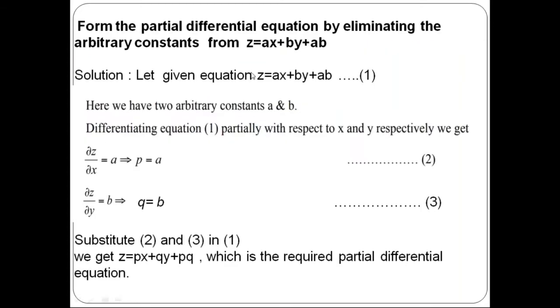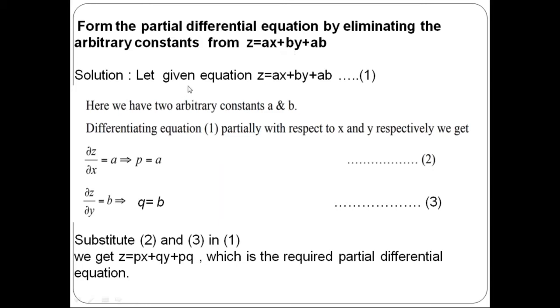Firstly, we will deal with how we can form a partial differential equation by eliminating the arbitrary constant. The first question is: eliminate the arbitrary constant from z equals ax plus by plus ab. This is the equation given to you. z is a function of x and y, and a and b are arbitrary constants.